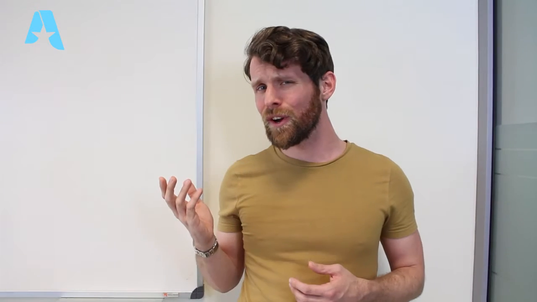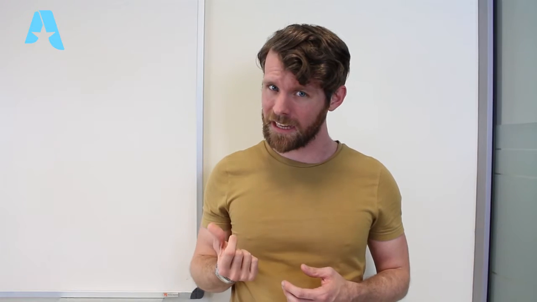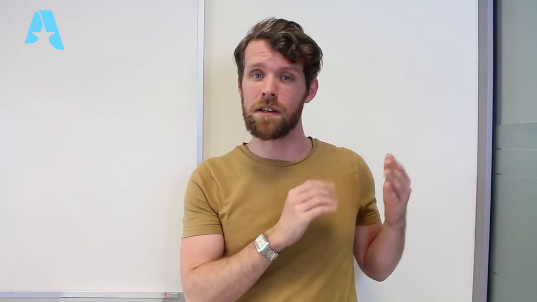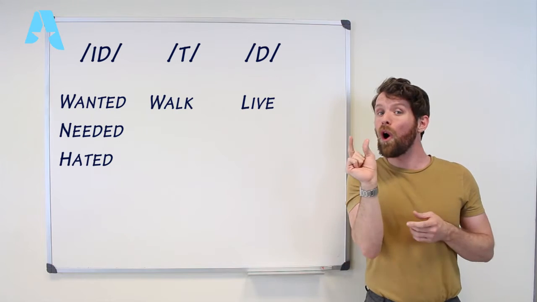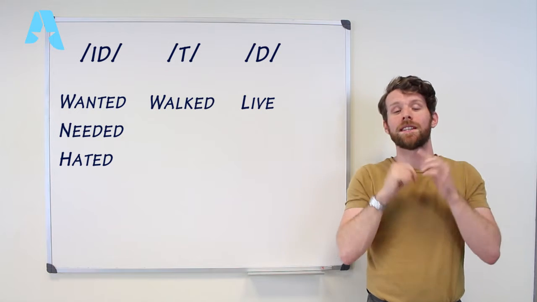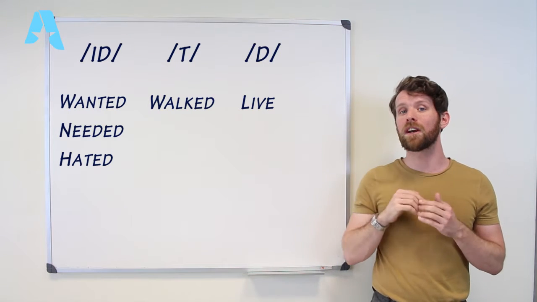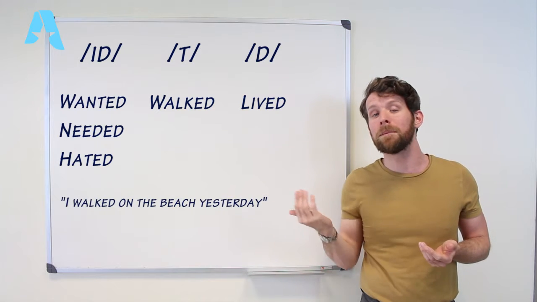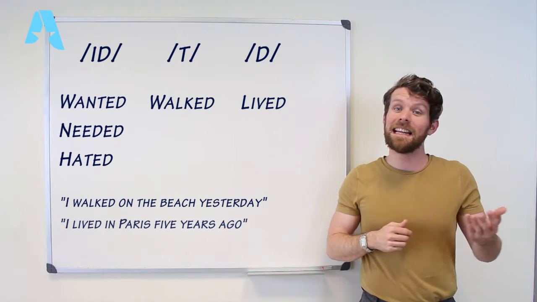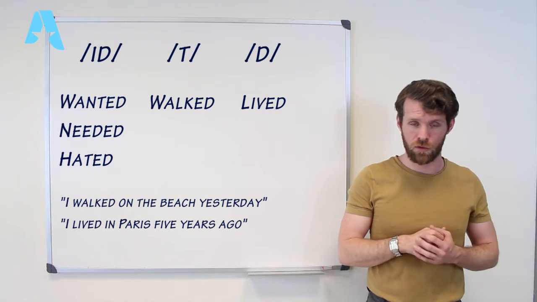Now the second and third categories are a little more complicated. So the t and d sounds do not add a syllable to the verb. Instead, we include these sounds with the final sound of the verb. So walk becomes walked. Live becomes lived. For example, I walked on the beach yesterday. I lived in Paris 5 years ago.